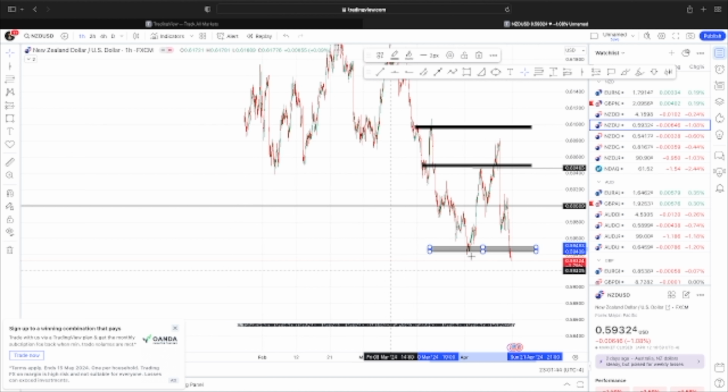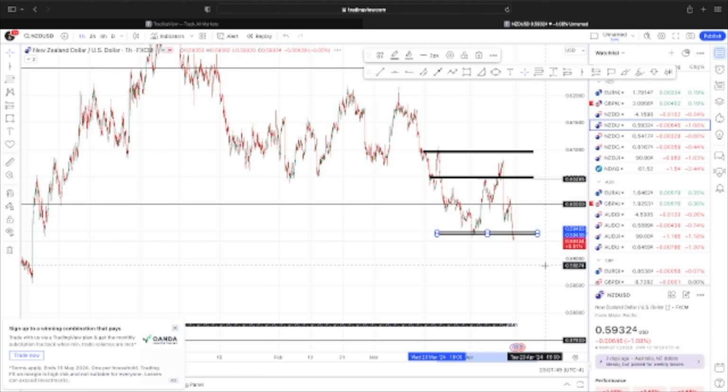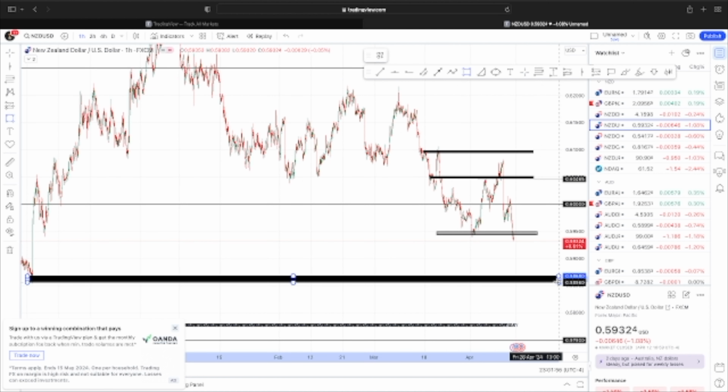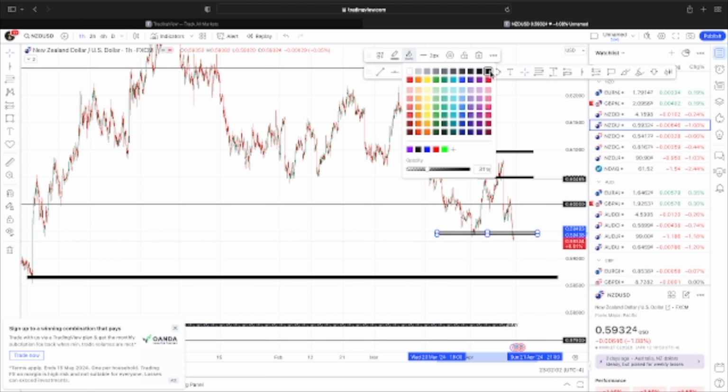And me personally, I'm probably gonna see how it reacts once it opens. But for the most part, if price stays below that level, I'm probably gonna target this level down here. So we're gonna see how this reacts when market opens this upcoming week.